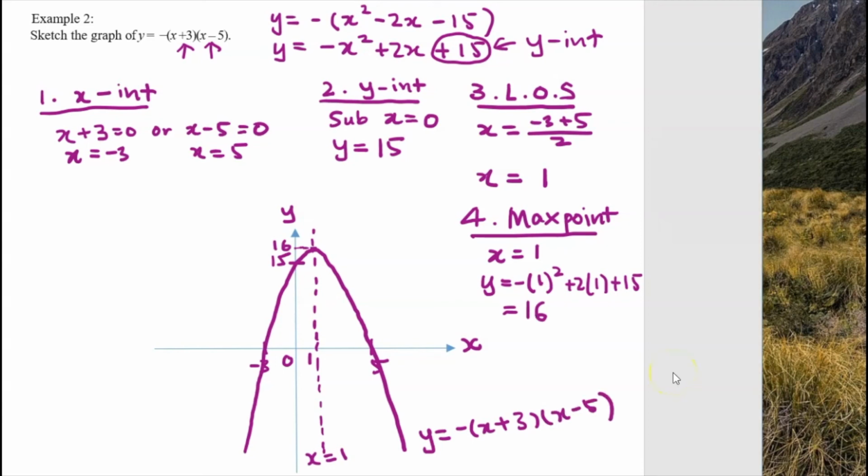So I hope this video has helped you in understanding how to sketch quadratic curves which can be factorized into the factorized form.